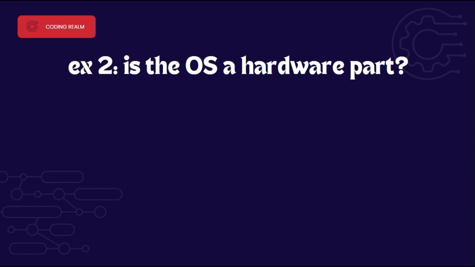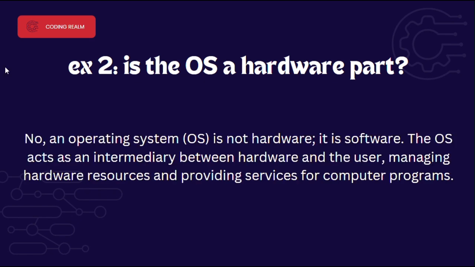Exercise 2. Is the operating system a hardware part? The operating system helps the hardware part of the computer to work. Let's see the result. No, an operating system is not a hardware part, it is software. The operating system acts as an intermediary between the hardware and the user, managing hardware resources and providing services for the computer programs. This is a small definition of the operating system.